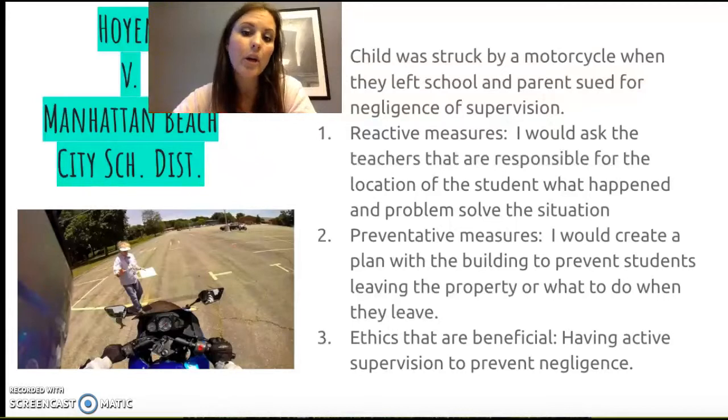Preventative measures, I would create a plan with the building to prevent students from leaving the property, but if they do decide to leave and we can't prevent them because they are too large and we can't control them, or there are situations all the time, what do we do when they leave? We need to, one, know that they leave, and two, know what to do if they leave. Ethics that would be beneficial, again, having active supervision to prevent negligence. We need to know where our kids are at all times and be actively supervising them.